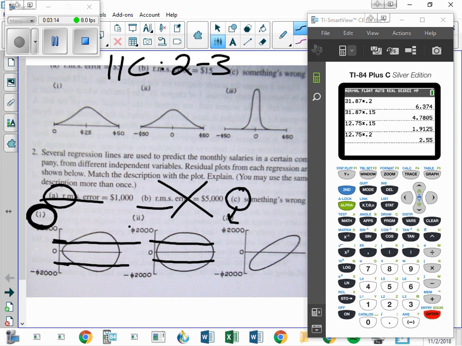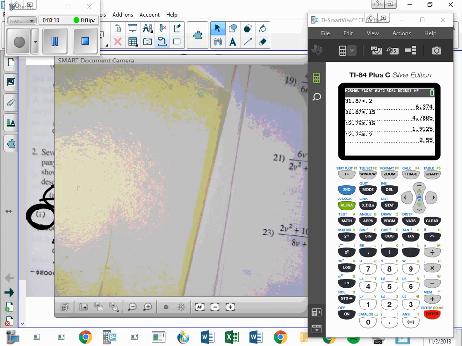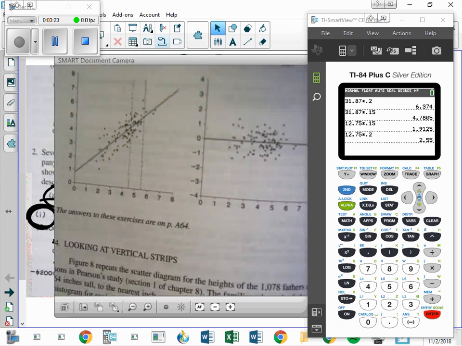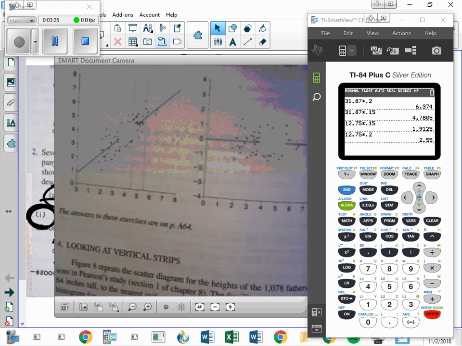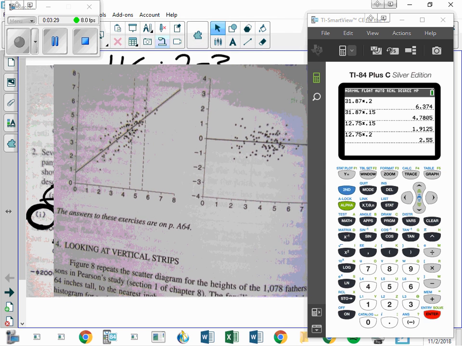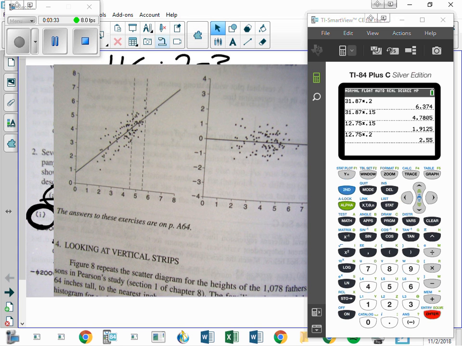Okay, and number 3. Look at the figure below. Letter A, is the SD of Y about 0.6, 1, or 2?